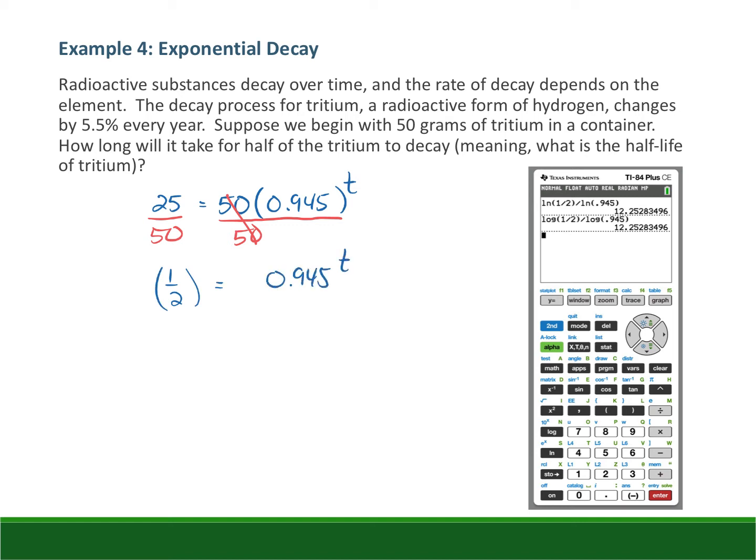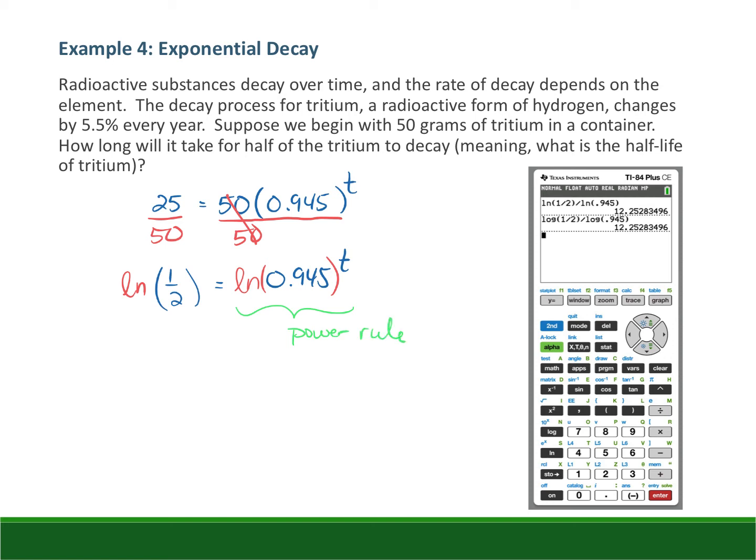And so on the right, as soon as you have just a base raised to an exponent, we can take the natural log, because the logarithmic function is the inverse of an exponential function. But then whatever we do to one side of the equation, we have to do the same thing to the other side. And then now I'm going to apply the power rule for logarithmic functions.